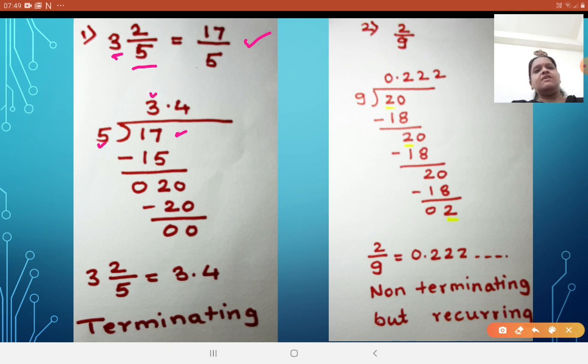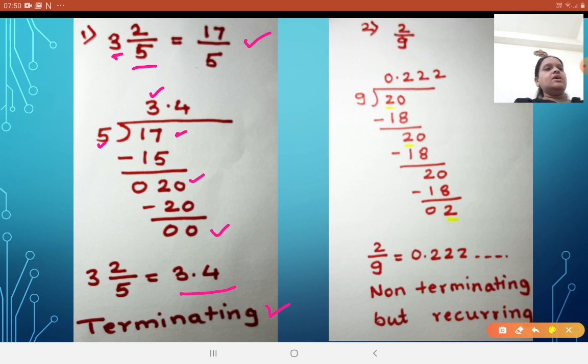5 3s are 15. 17 minus 15, remainder is 2. Put the decimal point, take a 0. 5 4s are 20 and you are getting the remainder as 0. You have to go on dividing till you get the remainder as 0 or a recurring, that means the number is repeating. Here I am getting the remainder as 0. Therefore, your answer is 3.4. So we can write it as a terminating decimal expansion.